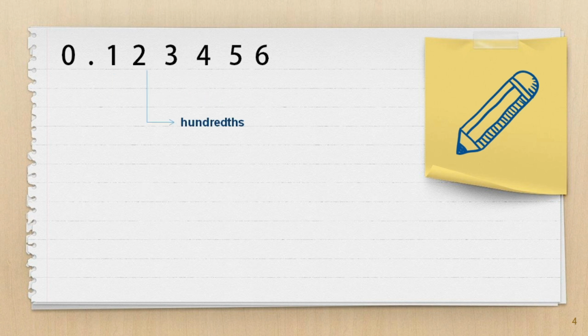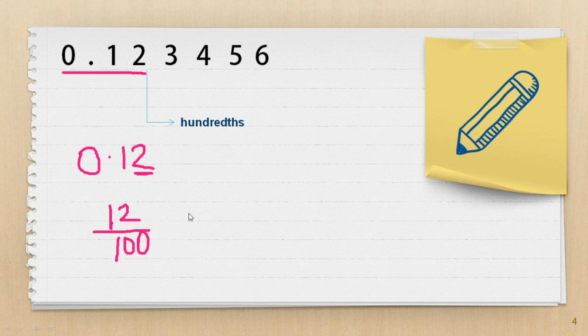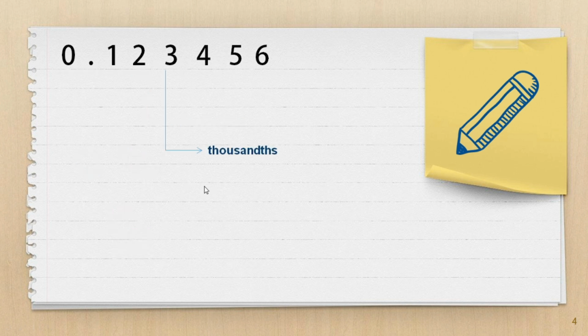How about this 2? Yung 2 ay nasa hundredths. So, ibig sabihin, if I have this decimal number 0.1 and then 2, tenths, hundredths, nasa hundredths na siya. So, this is 12/100. Di ba mas madali to convert to fraction? Pwede natin itong basahin na 12 hundredths, and then sa fraction, we have 12/100.